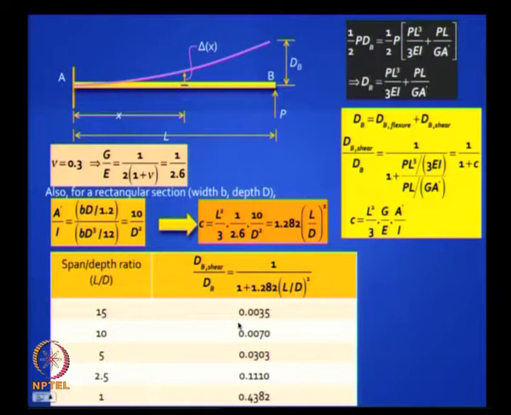0.0035 is very low, it is 0.35%. If the span by depth ratio is 10, it is double that, 0.7%, and if it is 5, which is an intermediate beam, it is 3%. If it is 2.5, it is 11.1%, but if it is 1, which is the span is equal to the depth, it is as high as 43.82%.